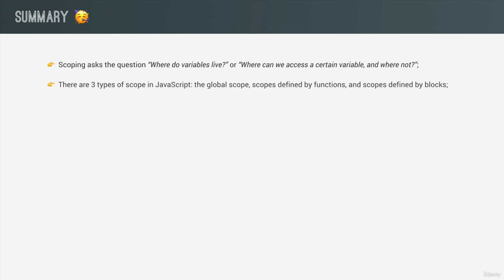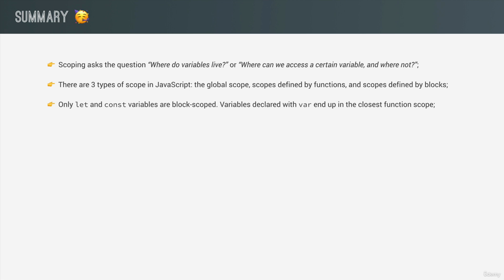So to start, scoping asks the question, where do variables live? Or where can we access a certain variable and where not? That's what scoping is all about. Now, there are three types of scope in JavaScript: the global scope, scopes defined by functions, and scopes defined by blocks, starting in ES6. However, only let and const variables are block scoped.